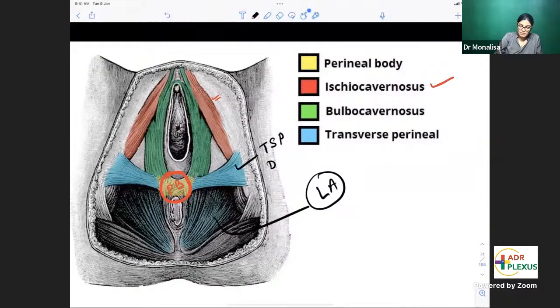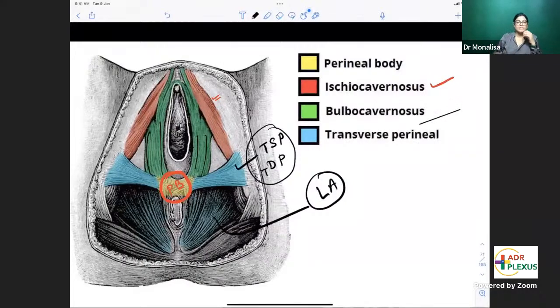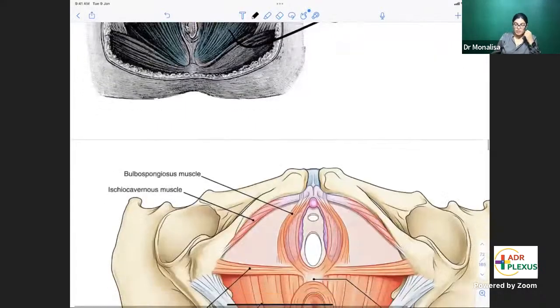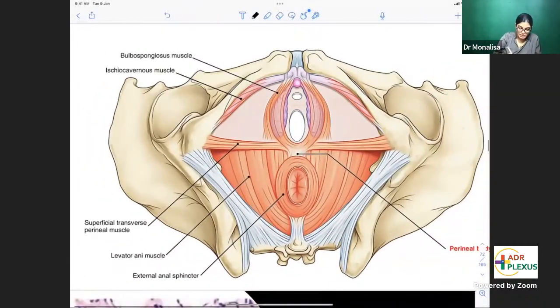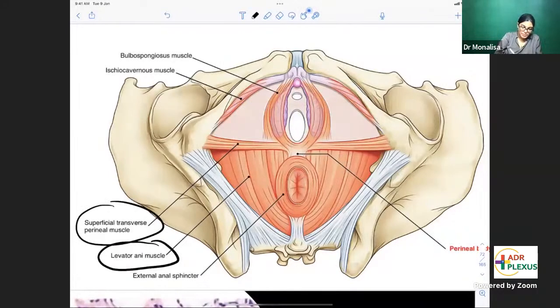This is deep, superficial perineal muscle. Transverse superficial perineal muscle and transverse deep perineal muscle. And also there is the bulbospongiosus muscle. This is bulbospongiosus muscles. So actually there will be interlacing of, you can see another diagram where you can see interlacing of levator ani muscle of both the sides, superficial transverse perineal muscle, also deep transverse perineal muscle.